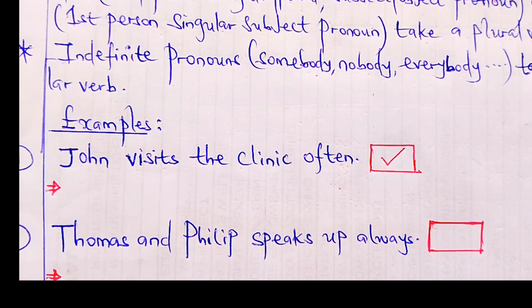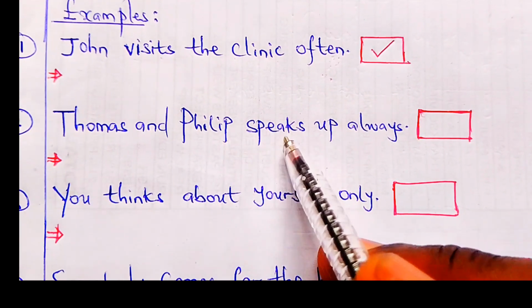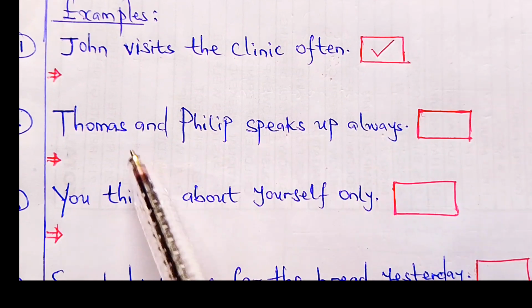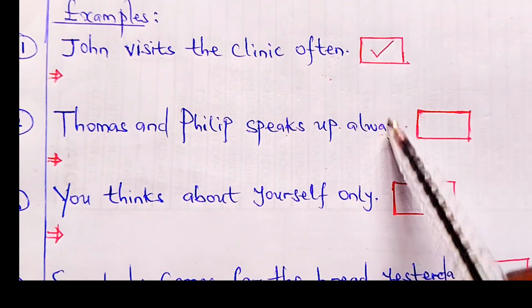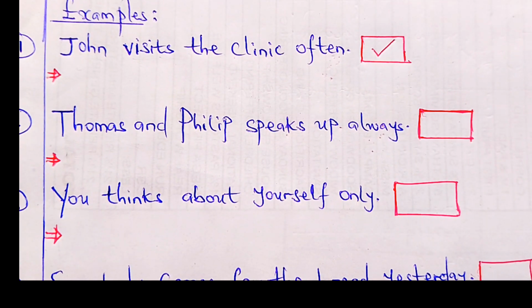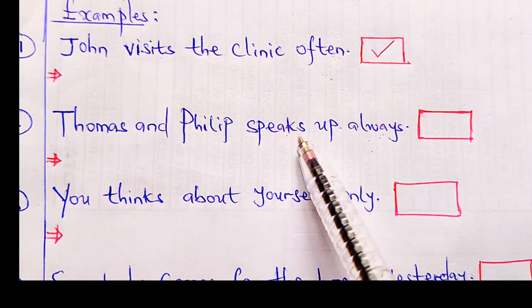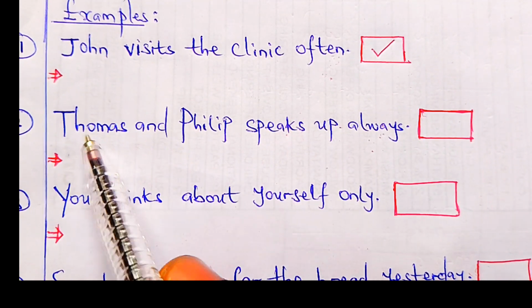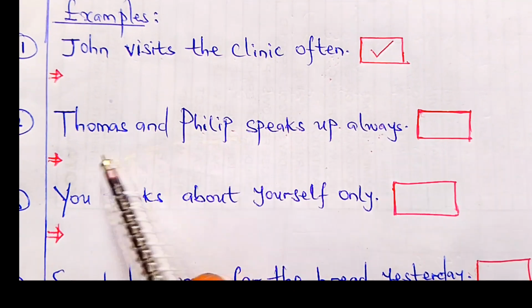It's correctly used. So the next one we're going to look at is: Thomas and Philip speaks up always. Now, if you look at the word always, it is an adverb of frequency, and always shows that this is a consistent action. So right here, we have a present tense. So let's see the kind of verb that's being used. How many people are we talking about? Thomas and Philip, two people. So this is a plural subject.